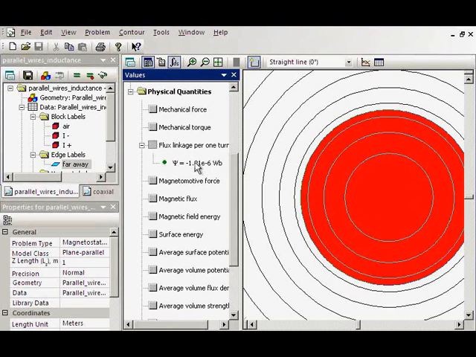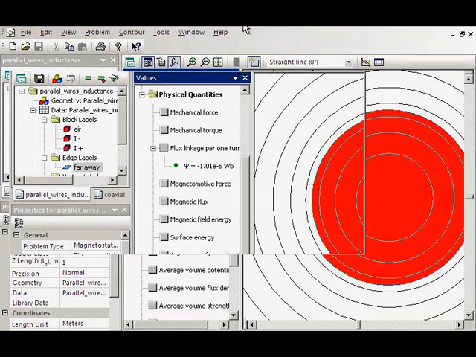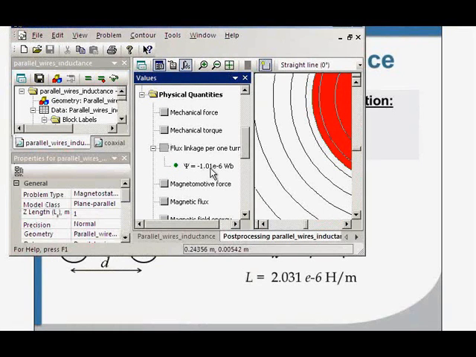Now we should remember that there is the second conductor, and the total flux would be 2.02 microwebers, and the inductance will be 2.02 microhenry. Let's compare with the theory. 2.02, 2.03. Now the difference is only in the third digit, and it is less than 1%.